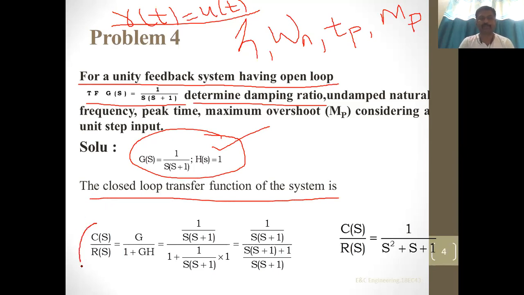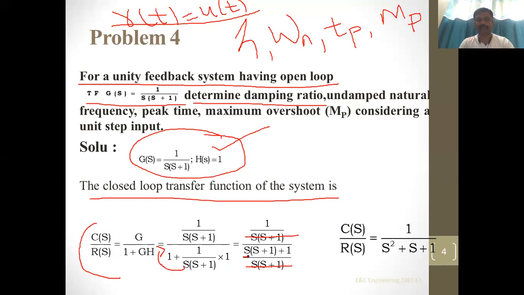C of s by R of s is equal to G of s divided by 1 plus G of s into H of s. Now, what is G of s? 1 divided by s into s plus 1, whole divided by 1 plus 1 divided by s into s plus 1 into 1. Why? Because H of s is 1. Later, if I try to take the LCM and simplify, this I may cancel. Now this goes to numerator.